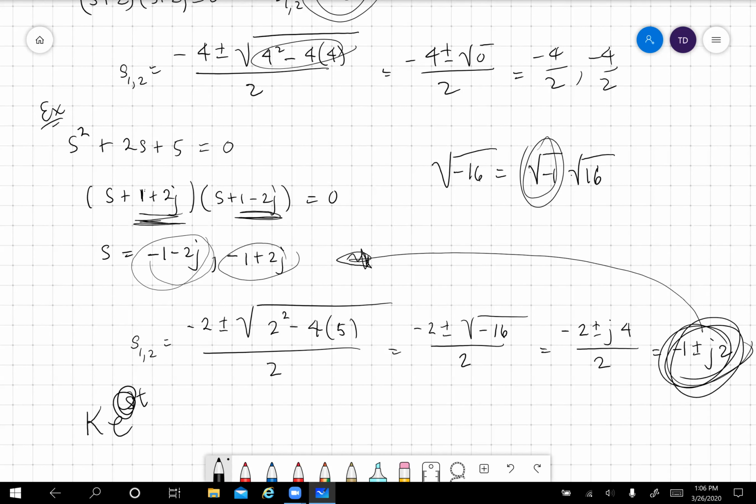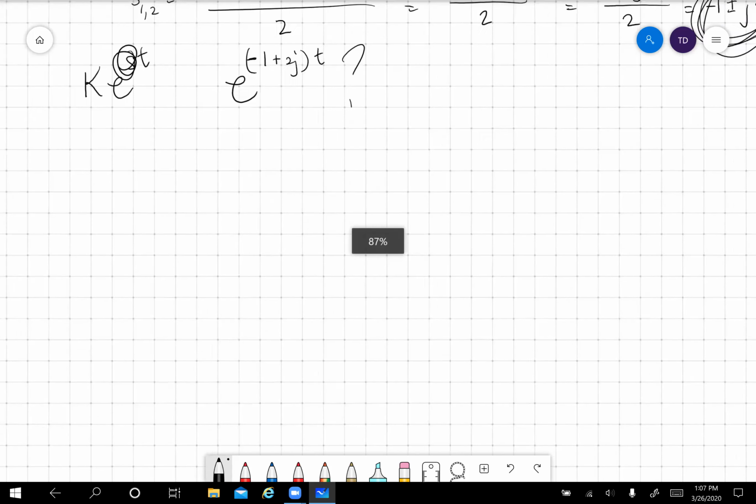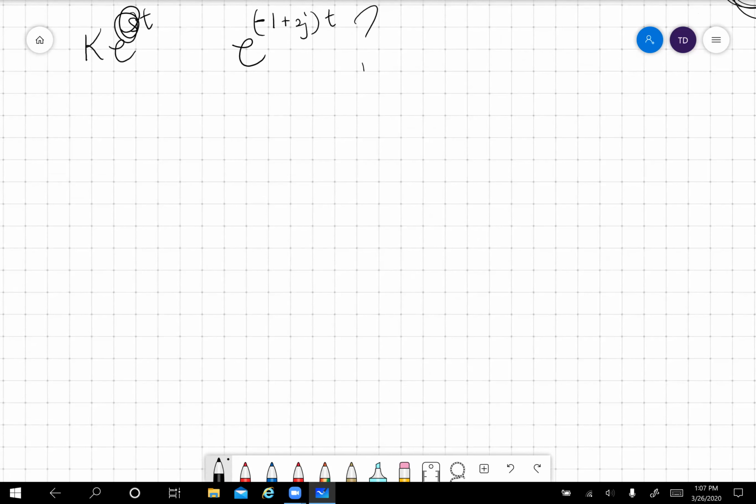Oh my goodness. e to, for example, minus 1 plus 2j times t. Wow, that's kind of weird. How do we deal with that? Question mark. Don't worry about it. We'll tell you how to deal with it. Okay, so those values are called the natural frequencies. Those values of s are called the natural frequencies.